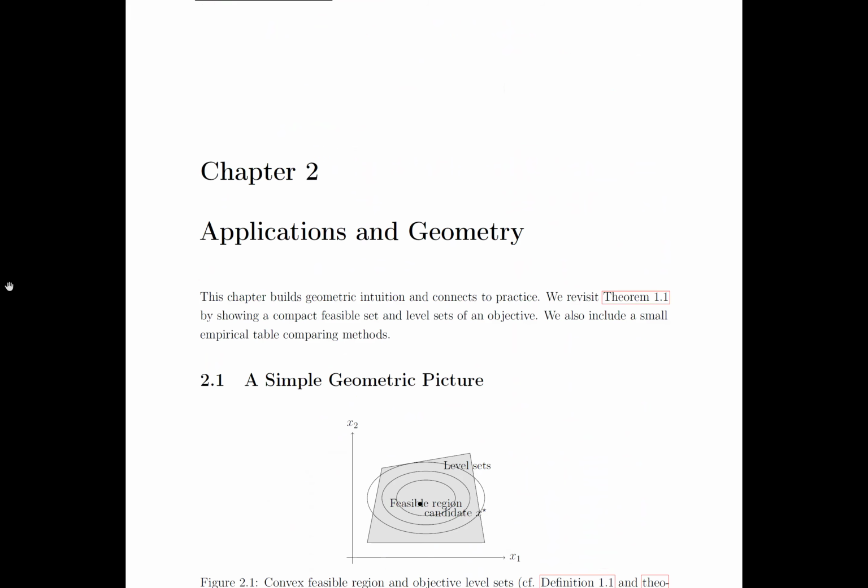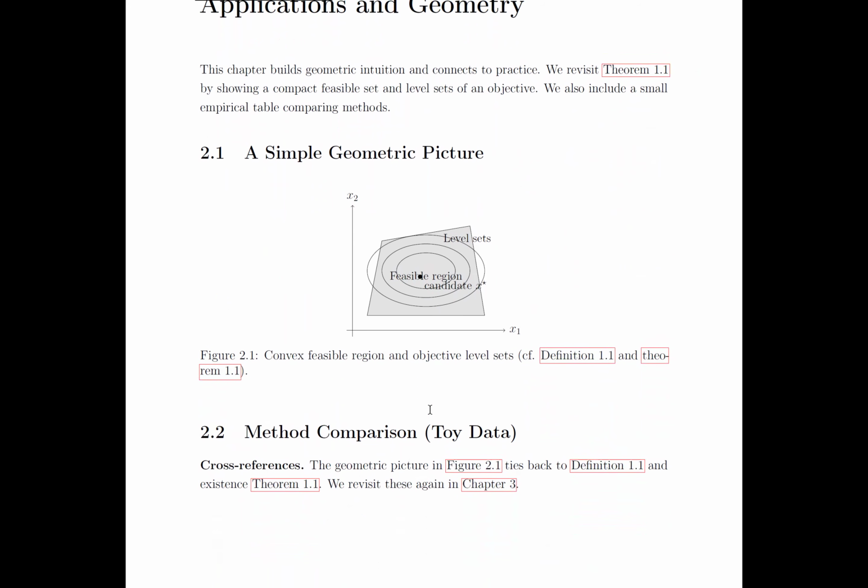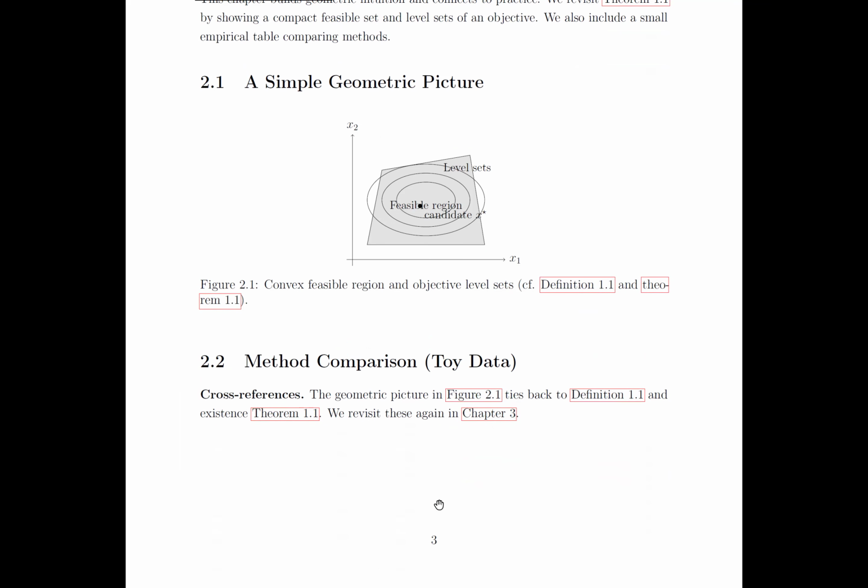So for chapter 2, you have applications and geometry. This chapter builds geometric intuition and connects to practice. We revisit theorem 1.1 by showing a compact feasible set, and so on. So you have a simple geometric picture. Then you have method comparison using a particular toy data. So now you have cross references. The geometric picture in figure 2.1 ties back to definition 1.1 and existence theorem 1.1. We visit this again in chapter 3. Okay, so we go on to chapter 3.